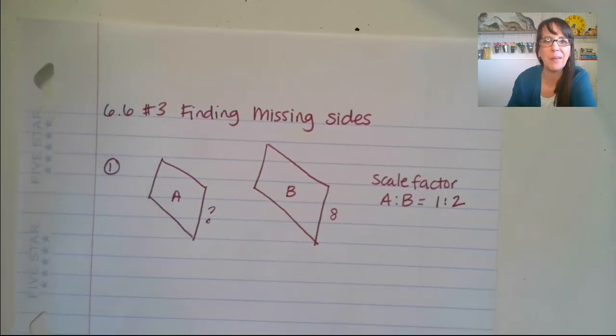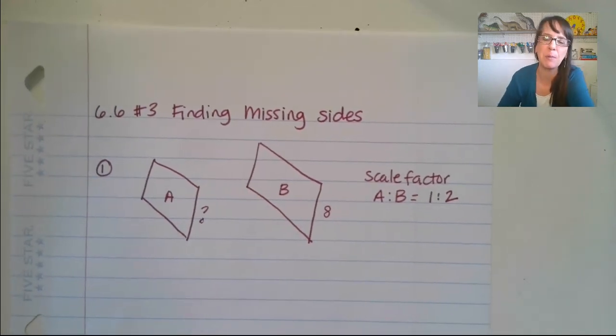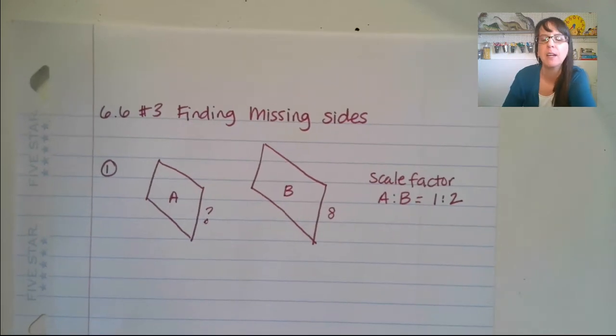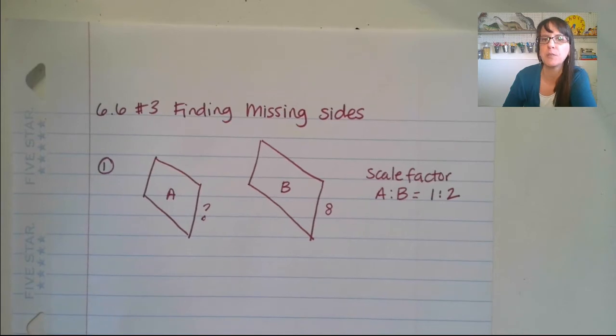Friends, welcome back. All right, today we're going to talk about finding missing sides. So we're going to use proportions, and remember a proportion is just comparing two ratios, and a ratio is a fraction. So we're going to use proportions in order to find missing sides.